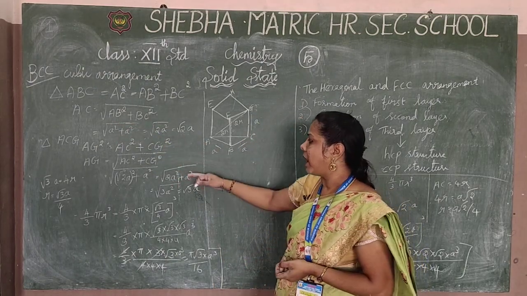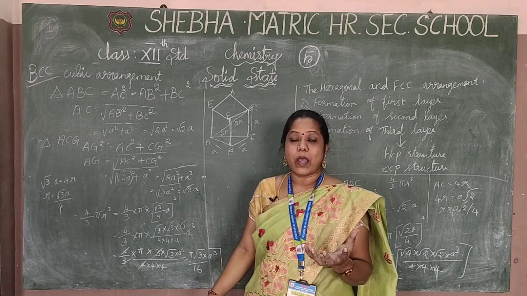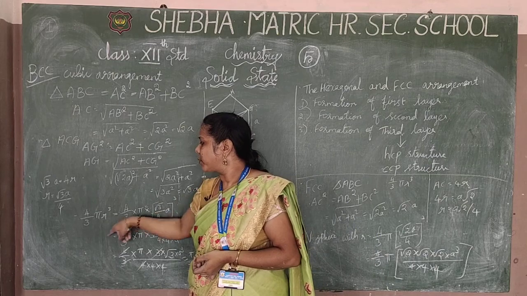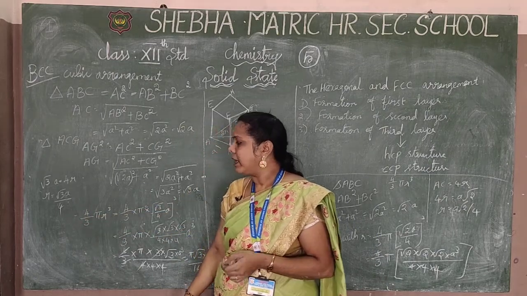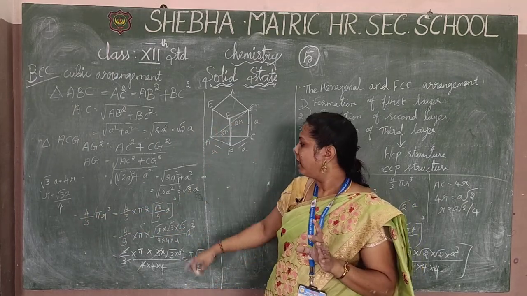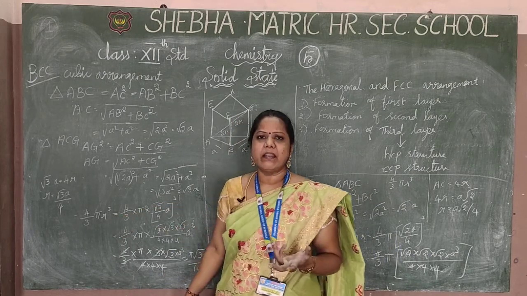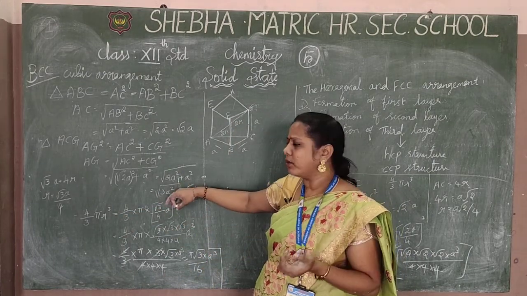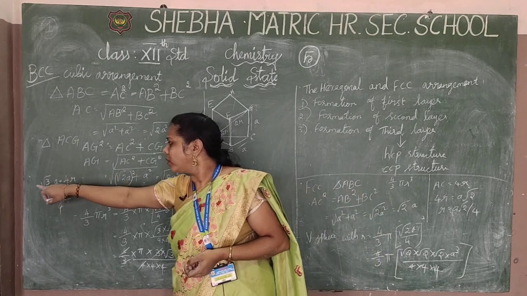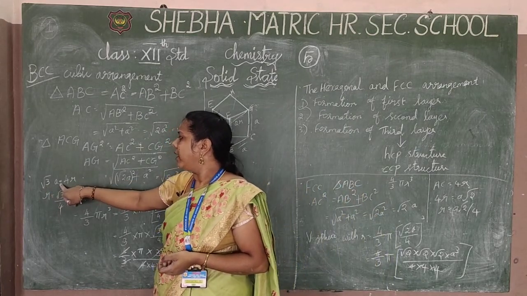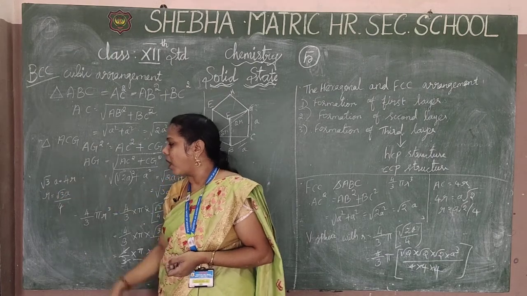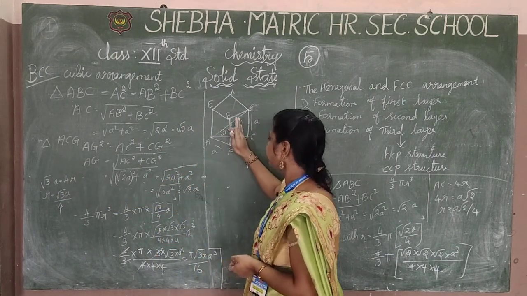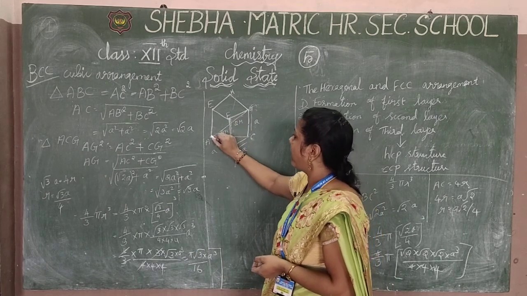Got it? Okay, I am going to the volume of the spheres. The volume of a sphere you already know, 4 by 3 pi r cube. From this equation we need the radius. So I am going to find the radius from this value. How to calculate? You just watch. Root 3 a is equal to 4r. How to get the 4r? From the diagram, you know very well about that.